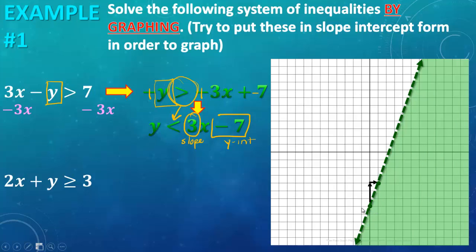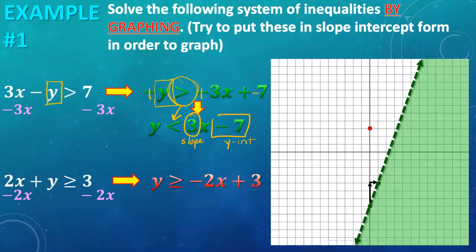All right, so for the next one, we have 2x plus y is greater than or equal to 3. So start off by, again, subtracting 2x. Since we have a positive 2x here, we want to subtract 2x, which is going to give us y is greater than or equal to negative 2x plus 3. So we don't need to worry about changing the sign because the y is positive.